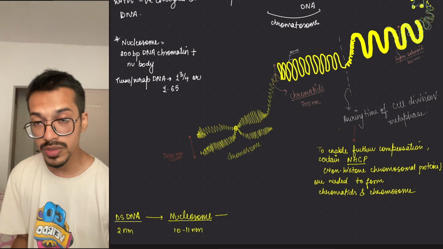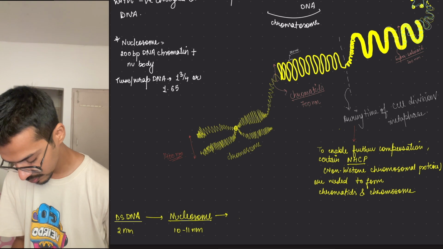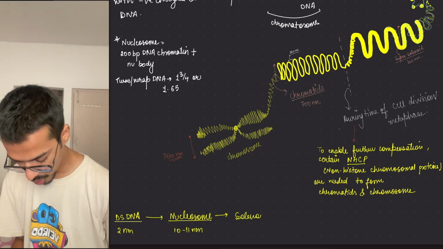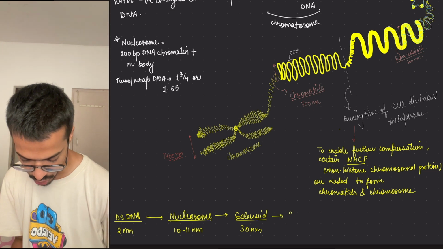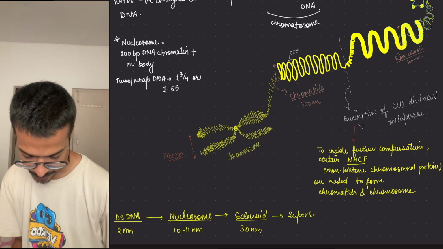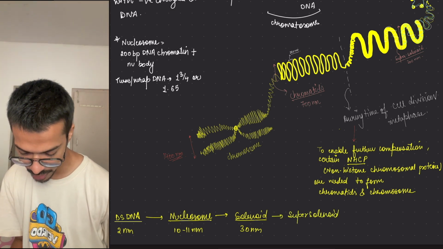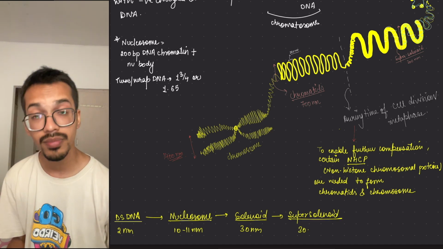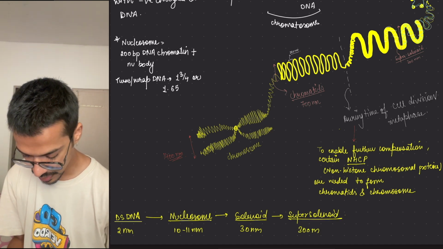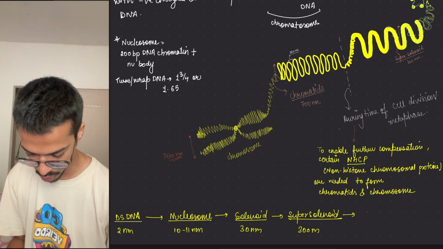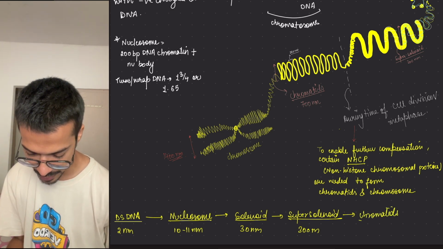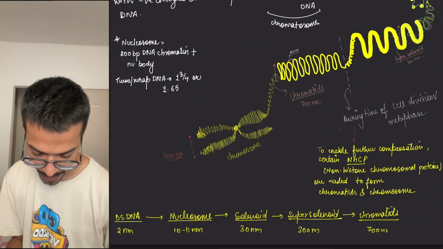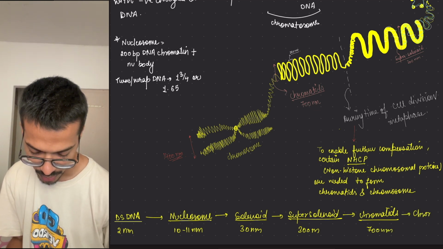Then this nucleosome forms the solenoid. The solenoid is 30 nanometer. Then it will form the super solenoid. This super solenoid will be 300 nanometer. Okay, moving on to the next. During the time of cell division, they will form chromatids. Chromatid is 700 nanometers. And finally, you have chromosomes, which is 1400 nanometer.